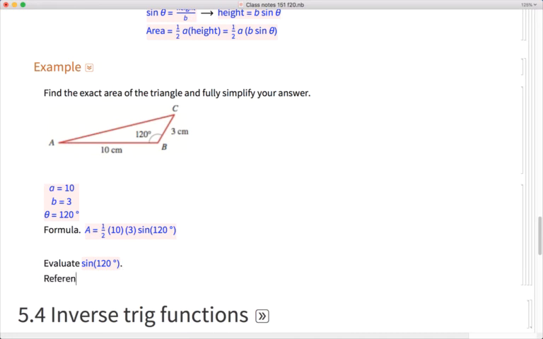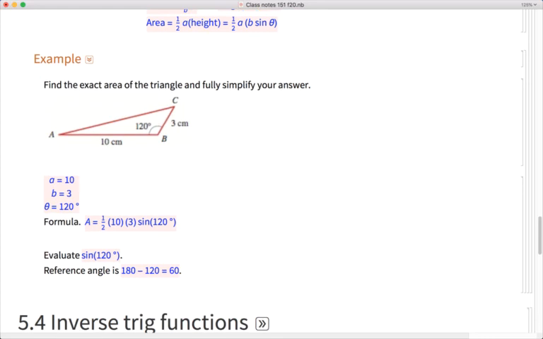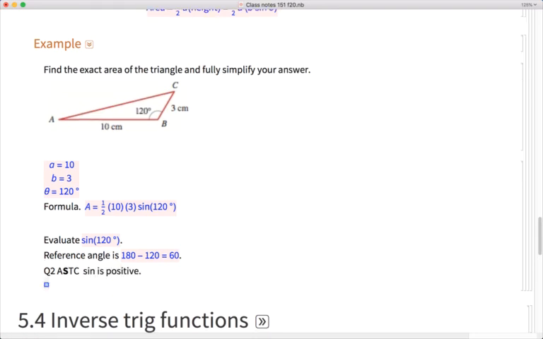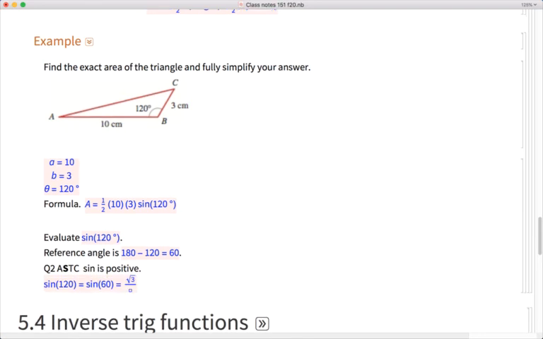So to do that, we're going to evaluate sine 120. All right, so the reference angle is 180 minus 120 equals 60. This angle is in quadrant 2. All students take calculus. Sine is positive. So sine of 120 should match exactly the sine of 60.